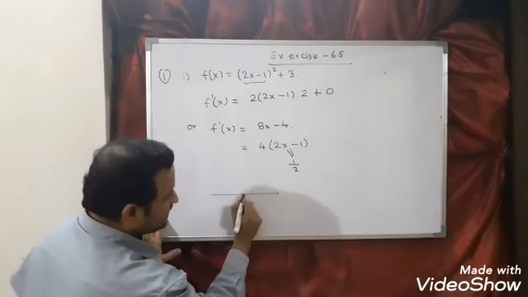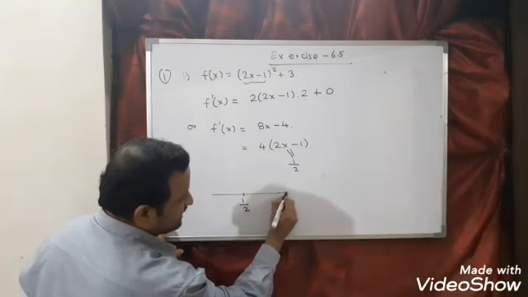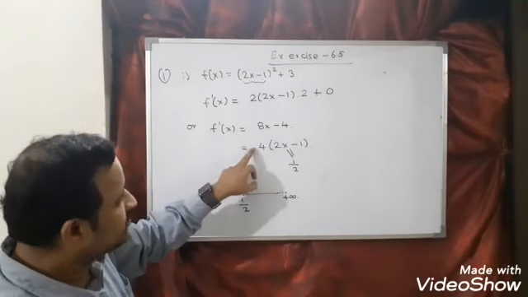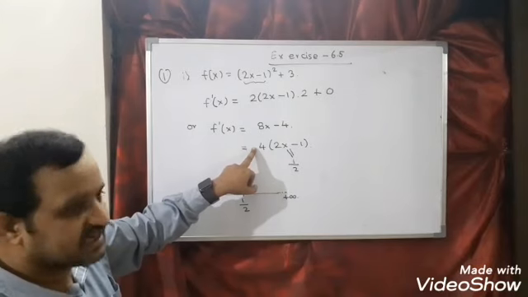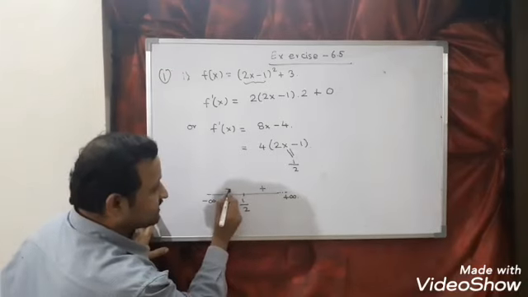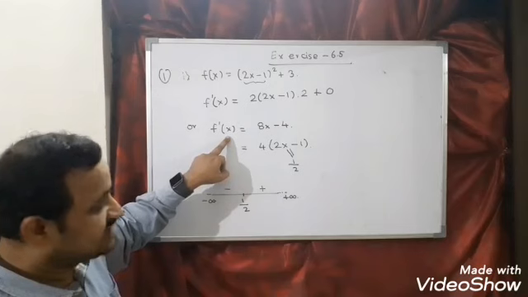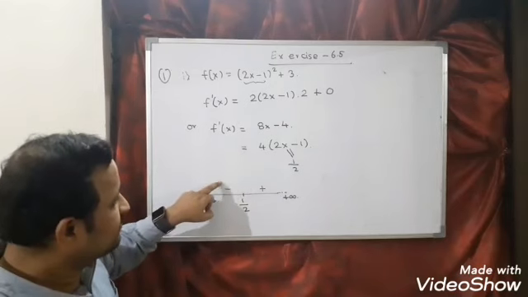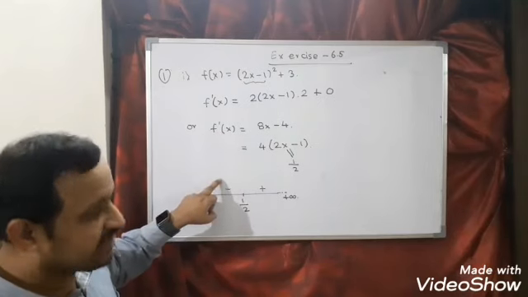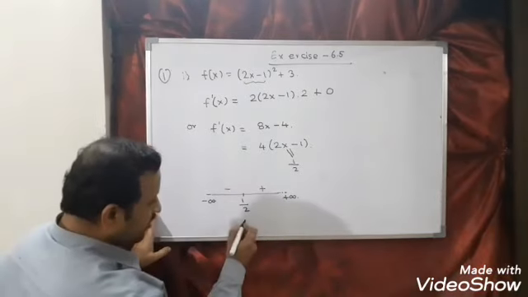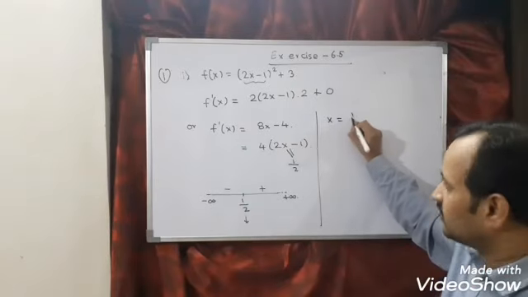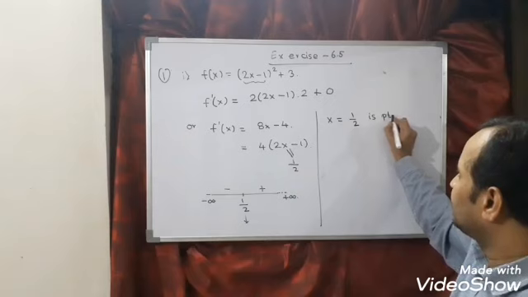Now plot all the critical points on the number line. So this is 1 by 2, this I can say plus infinity, and this minus infinity. What is the last step? Outside sign of f dash x. What is the outside sign here? Plus, so plus will come here. Since the critical point is not repeated, alternate sign will come. These are the signs of f dash x. F dash x changes its sign from negative to positive, so this point is said to be the point of minima. So here I can say x is equal to 1 by 2 is the point of minima.